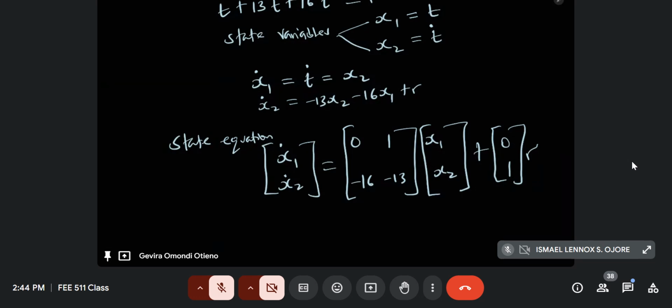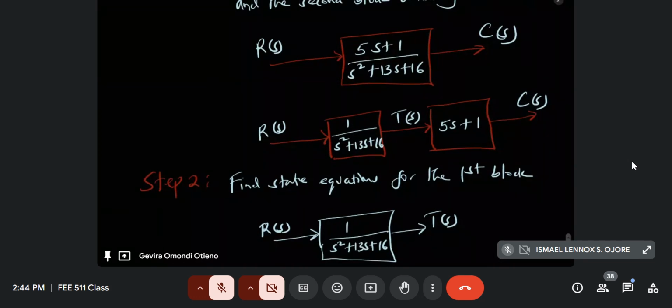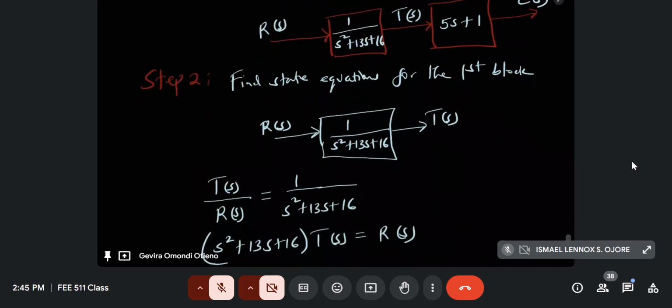So, ladies and gentlemen, you can see that what I have done here is, one, I cascaded the transfer function into two blocks. The denominator takes the first block, then the numerator takes the second block. Then I forget about the second block for a moment and only get the state equations for the first block. That's why you see I'm only concerned with the first block. I've forgotten about the second block just for a moment so that I get the state equations.